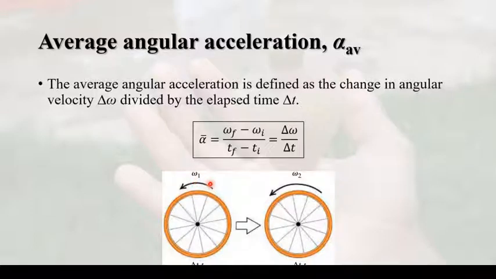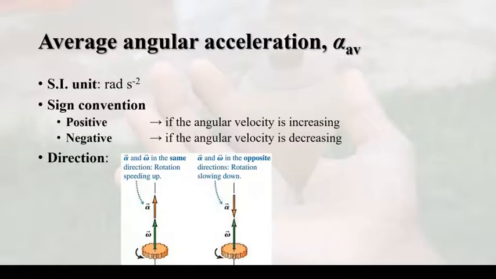Okay, so the main difference between average and instantaneous: average, you have initial and final. Instantaneous, you're just going to look at them one by one. You're not going to look at both of them at the same time.